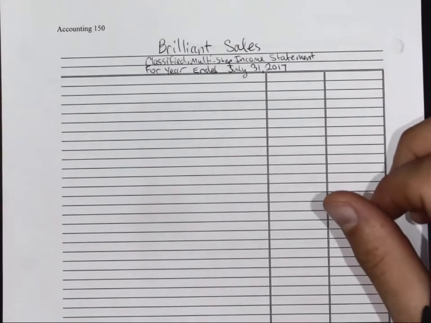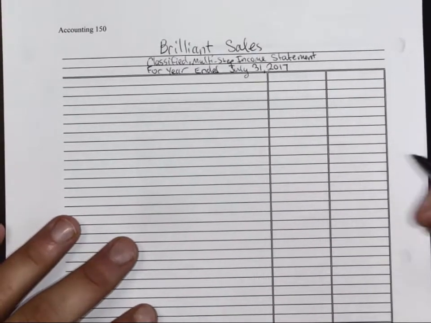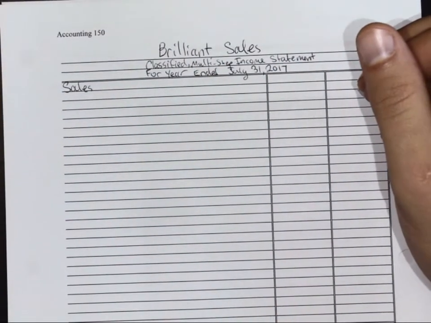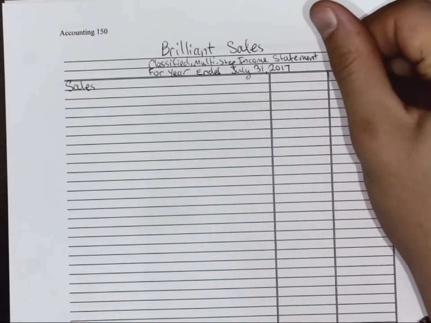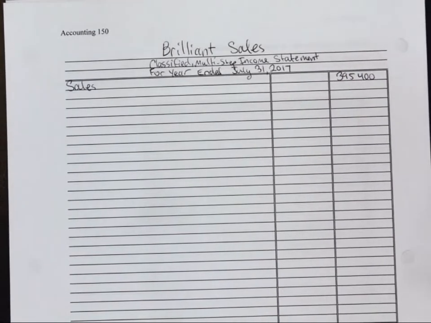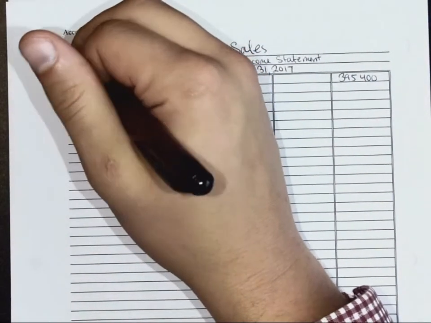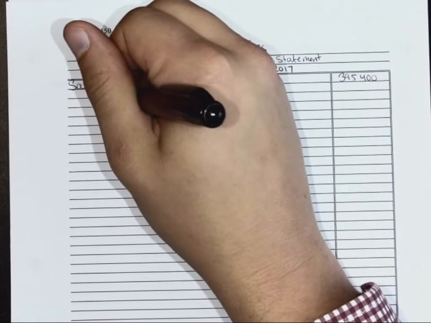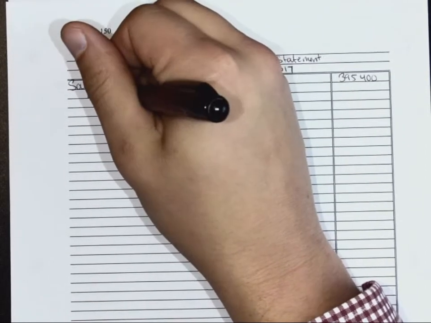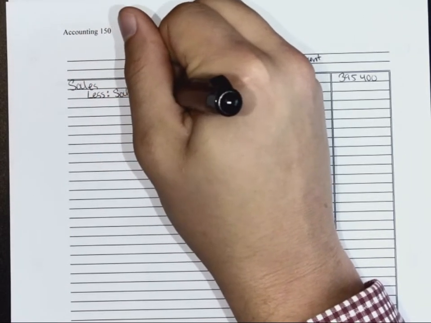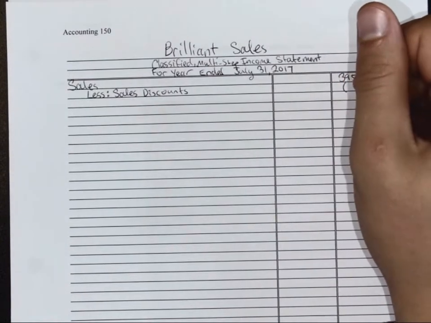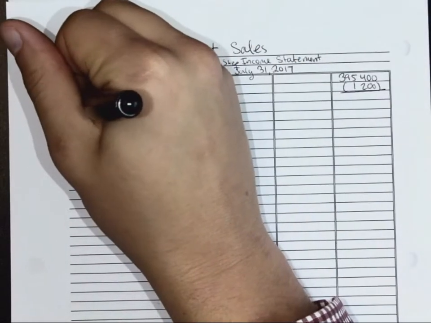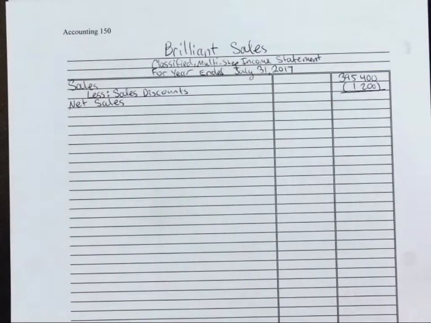So what is the first thing we use? Start our revenue off with our sales. They are for $395,400. And then we're going to do what? Yeah. We're going to less our contra revenues to determine our net sales. So in this case we have 1. It is sales discounts. And we get our net sales.